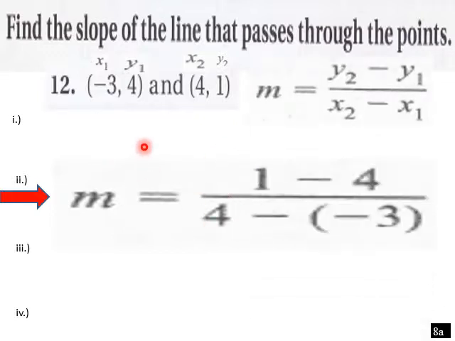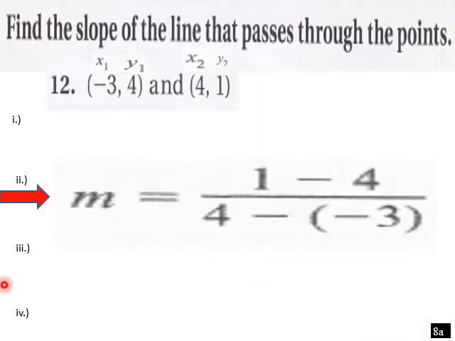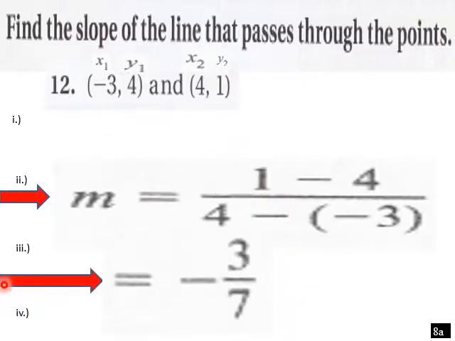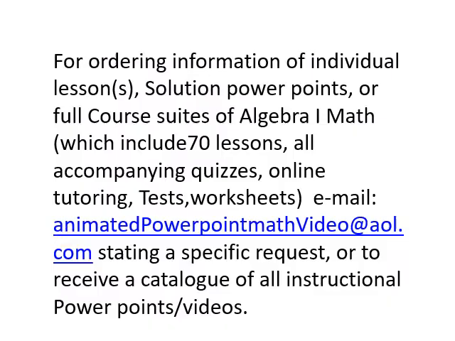Here is our slope formula. From that, there's our designations for our insertion into our slope formula. And then we get -3 over 7. There is our slope for that line.